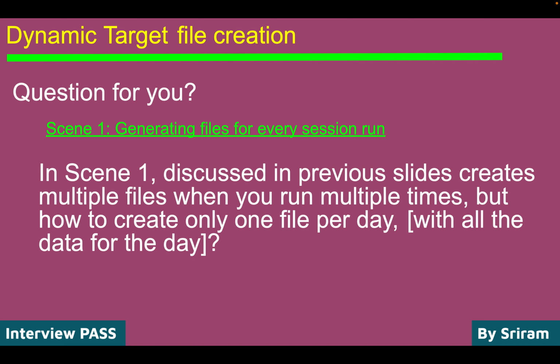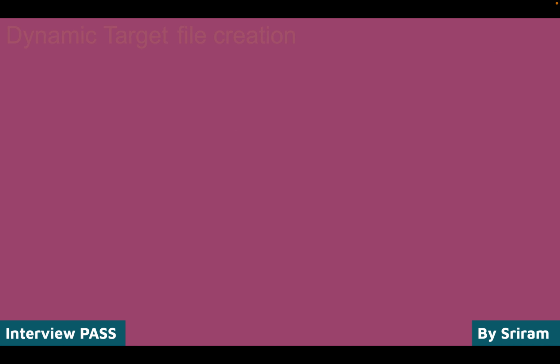Say for example, 10 records came in the first session run. In the second session run you got 10 more records. After the second session run I need 20 records present in the target file. That is the question for you. Try to answer that. It will be simple.